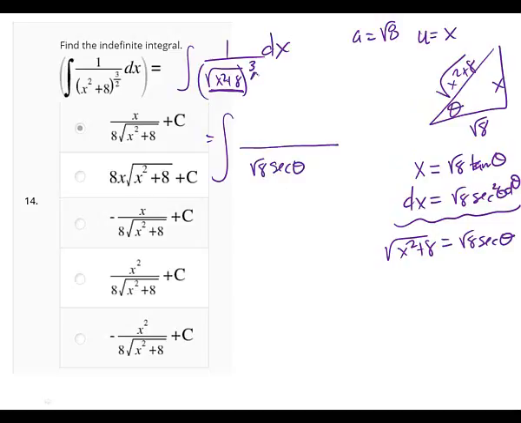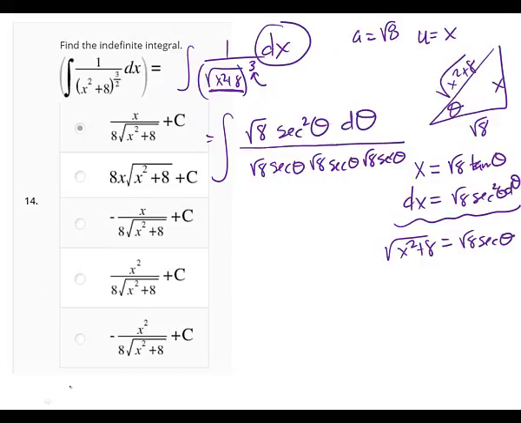Now let's think about this. How many of these do I really have? 3. So couldn't I just write it 3 times rather than trying to cube it? Just bear with me. It's a technique, right? So I wrote it 3 times because it told us there were 3 of them. All right. The only thing I have other than that is the dx. What's the dx? Radical 8 secant squared theta d theta.